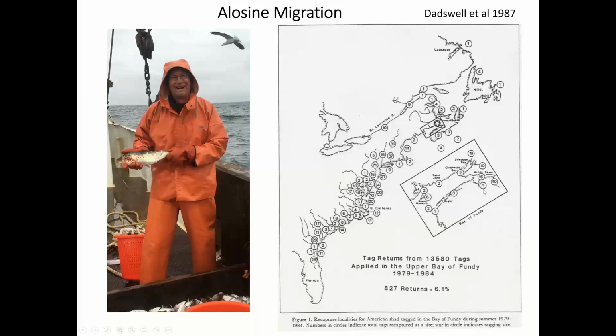So we tagged about 13,500 fish up in these two bays, in Cobequid and Minas Basin. And we got returns from every river from Florida all the way up to Labrador. So that means that fish that spawn in each of these rivers, these are like salmon or like alewives, they return to the rivers to spawn, and then they live in the ocean for their adult life and keep returning each year to spawn. So that means that fish from each one of these rivers were all up here in the Minas Basin feeding in the summertime.